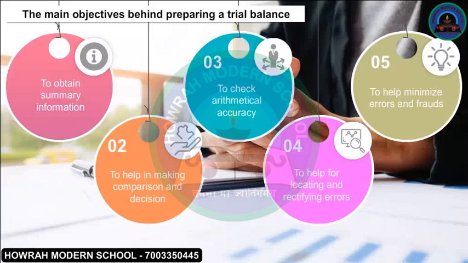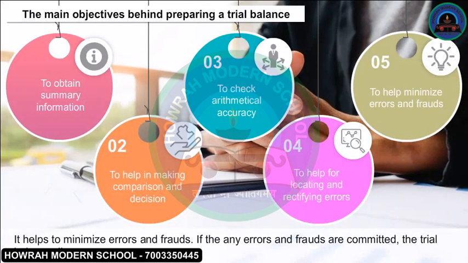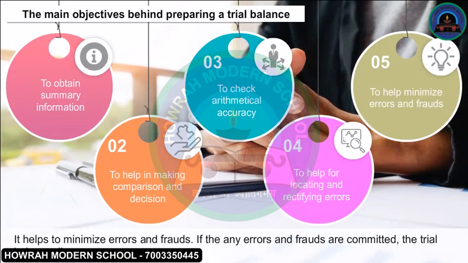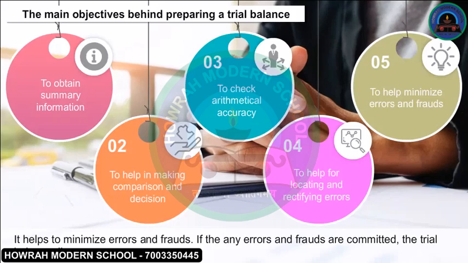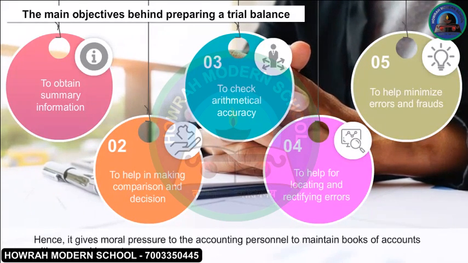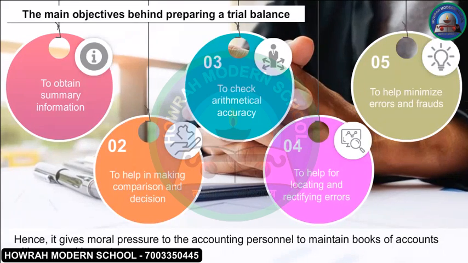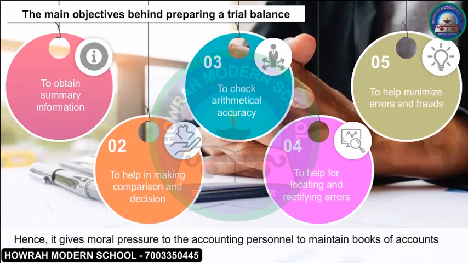5. To help minimize errors and frauds. It helps to minimize various types of accounting errors and frauds. If any errors and frauds are committed, the trial balance disagrees. Hence, it gives moral pressure to the accounting personnel to maintain books of accounts with care and honesty.